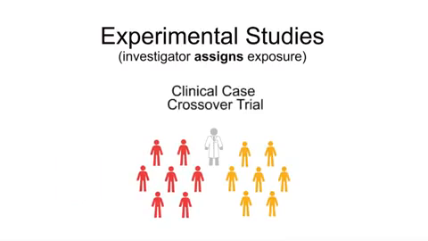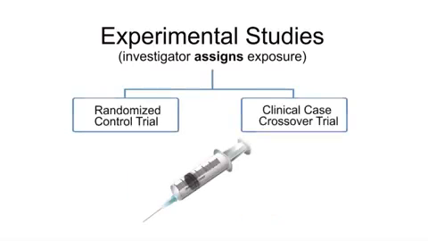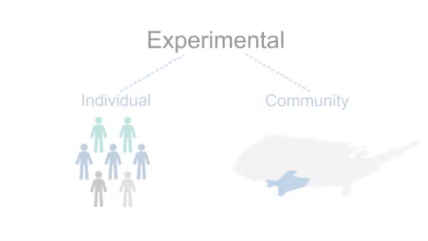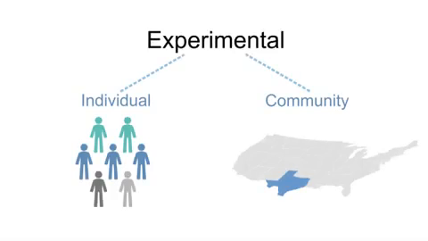In a clinical crossover trial, subjects switch from one treatment to another after a certain period of time. They, quote-unquote, cross over to the other treatment or exposure. We'll go into more depth on this type of study later in this module. Experimental studies commonly provide participants with an exposure, such as a drug that may be either therapeutic or preventative, as I said earlier. There are both individual and community experimental studies.